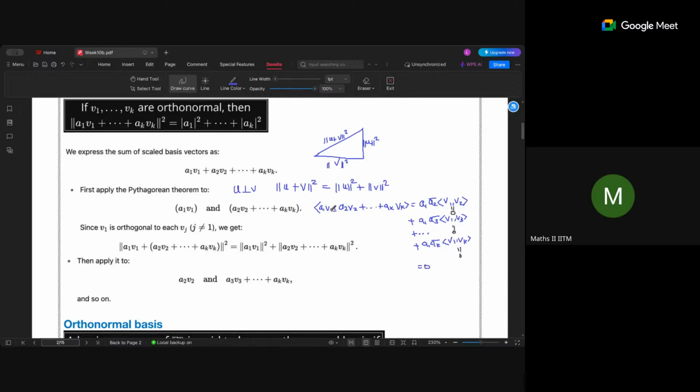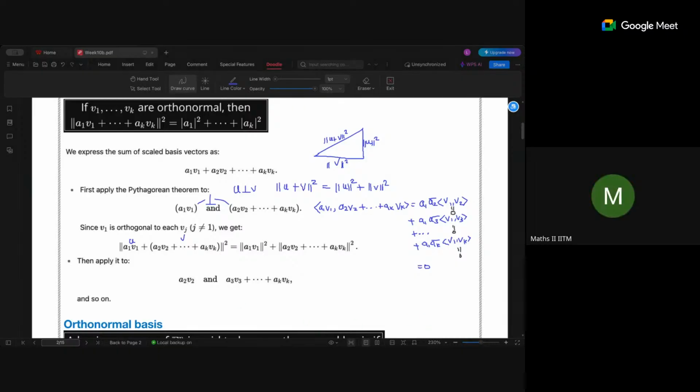So these two are first of all orthogonal, and if they are orthogonal, we can apply the Pythagorean theorem. So this is your u, this is your v, and you can split it in this way. So the first step, is it clear? Yes, ma'am.